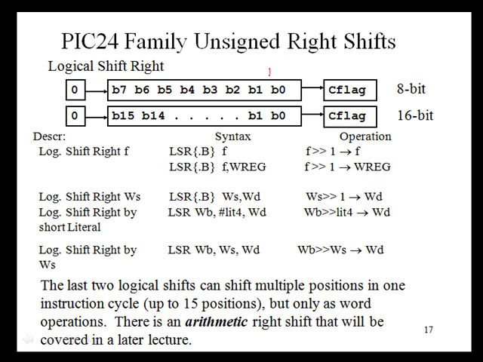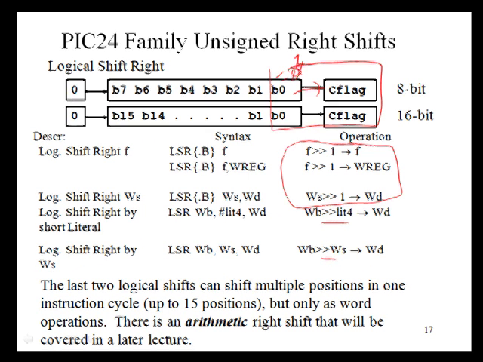One thing to note about this slide is that the least significant bit here is being shown captured into this carry flag. So if this was a 0, after this operation the carry flag would be a 0. If this is a 1, after this operation the carry flag would be a 1. This is true only for the operations that shift by only 1 position. The carry flag is not affected by the 2 instruction forms that shift by multiple positions.